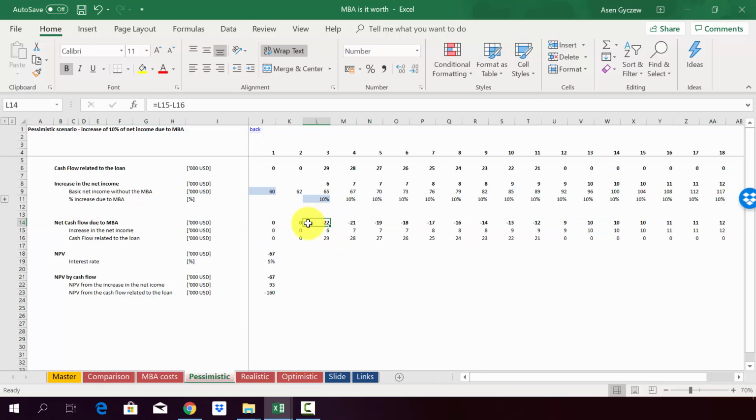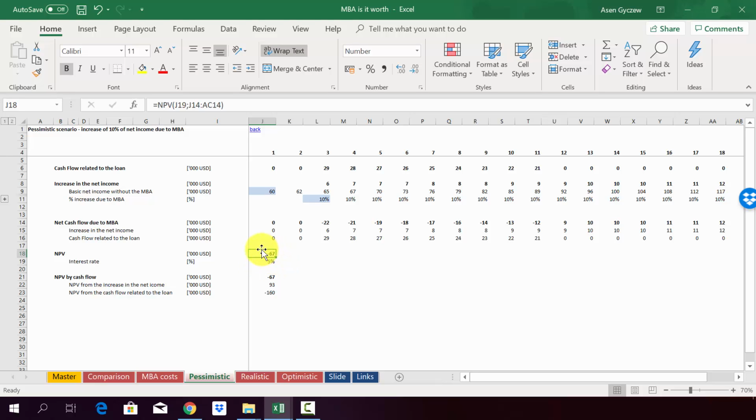So as you can see, in the first few years, up to year 12, we basically have a negative impact of the MBA because, although we are earning more, we are still paying a huge part of the MBA cost, the loan and the interest paid. And only after 12 years do we actually start seeing a positive impact. So we are done with paying the loan and we can finally enjoy the increase in salary. So now we use the net present value to see what the impact is. And as you can see, it's actually negative.